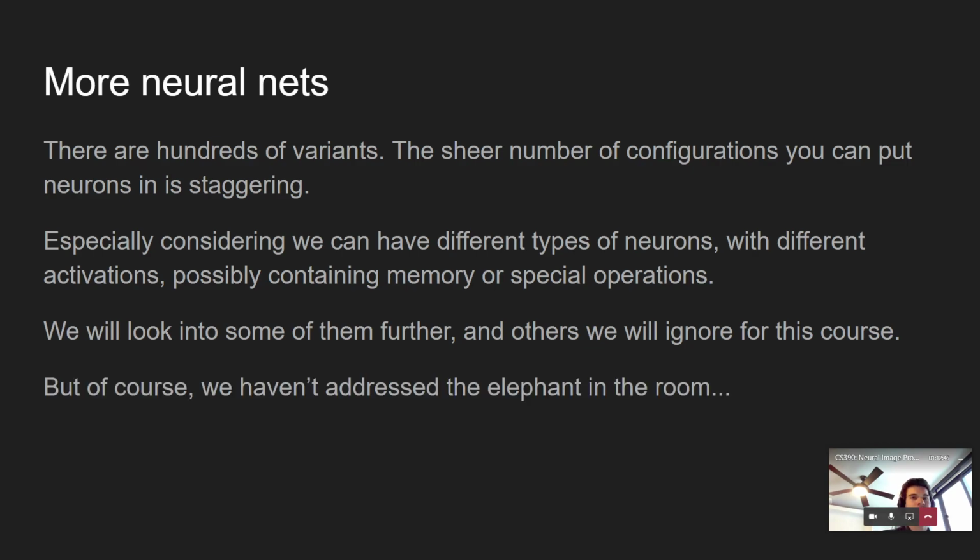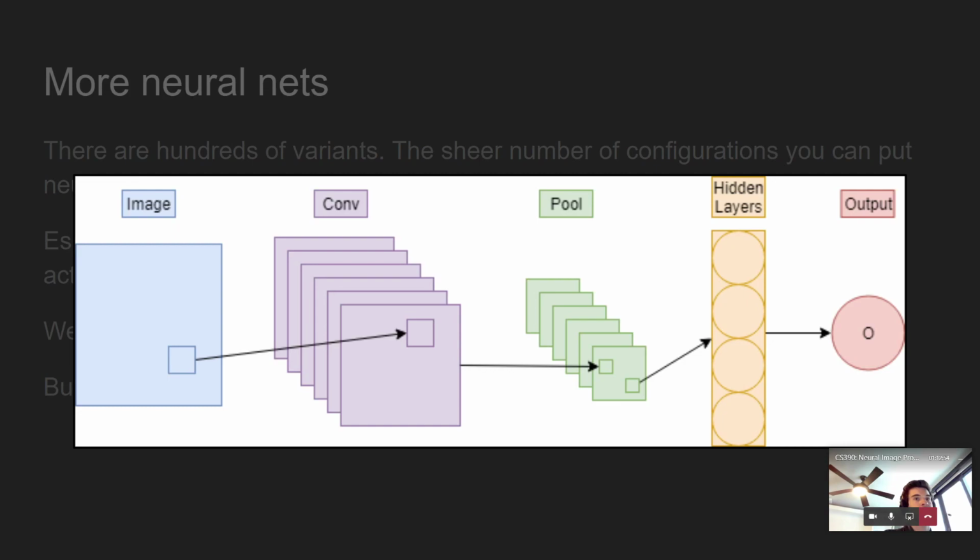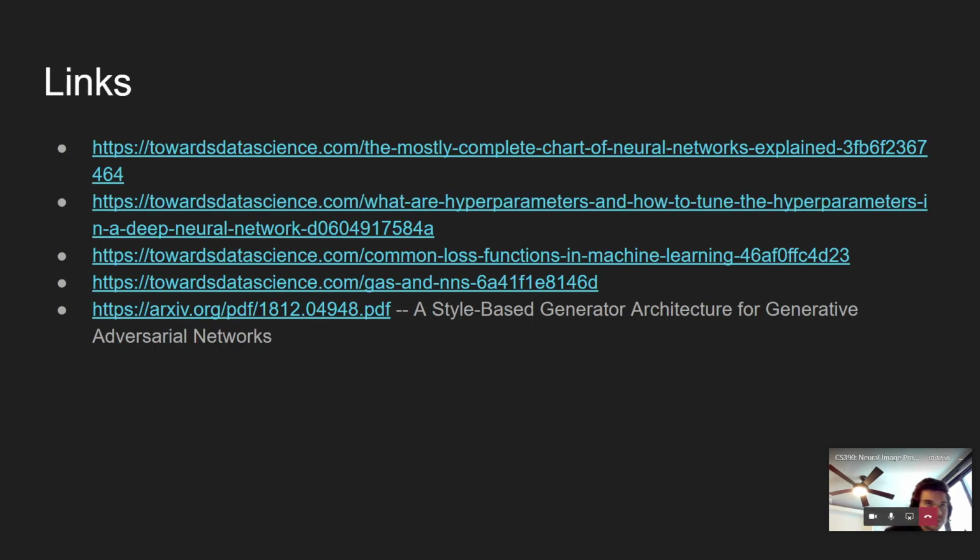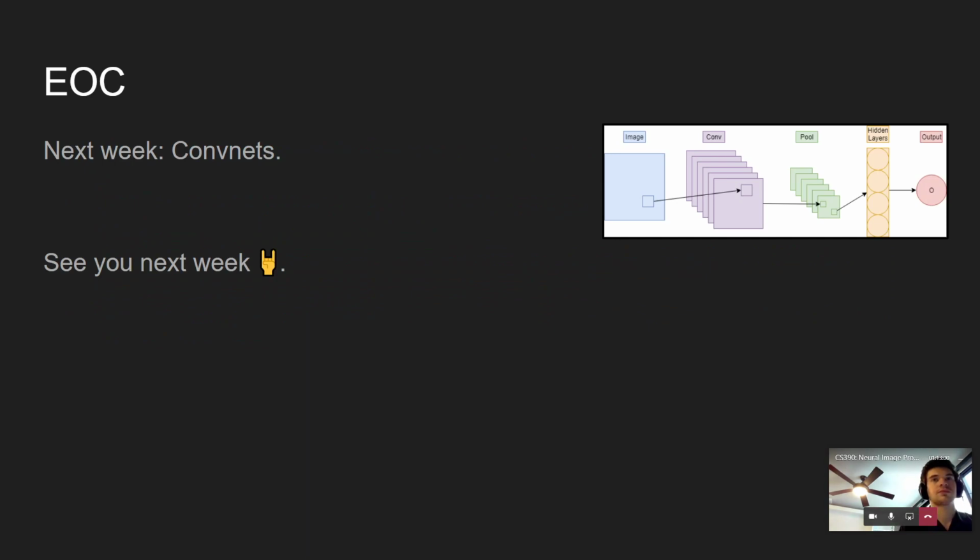But we haven't talked about the big one, the one that is going to be the most important one in this class for sure. And that is the convolutional neural network. Here's our links, and we will be talking about that next week.